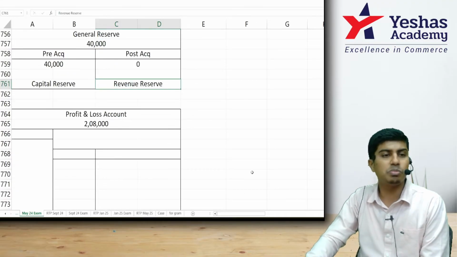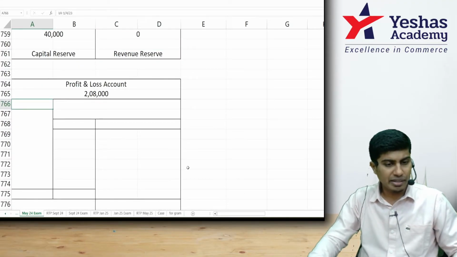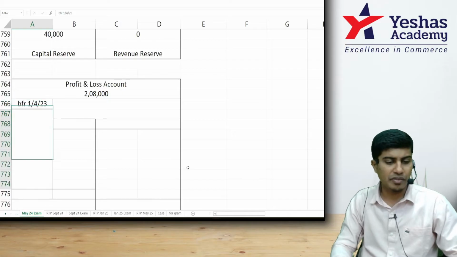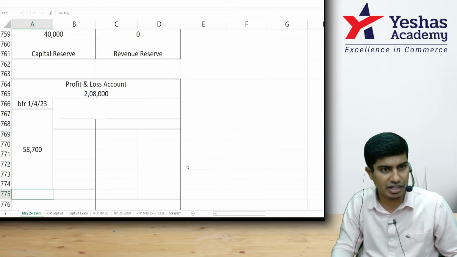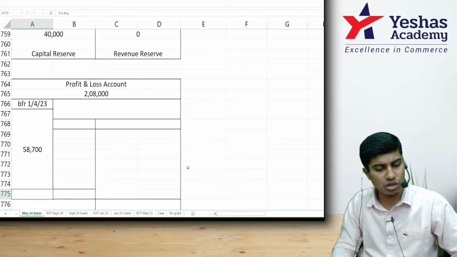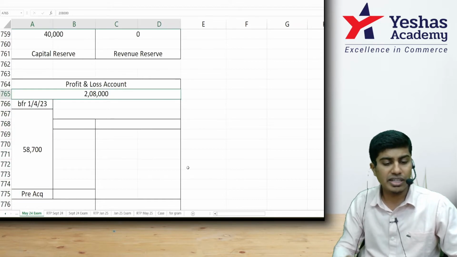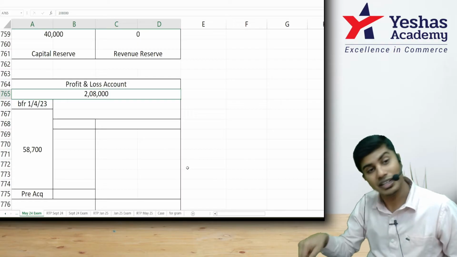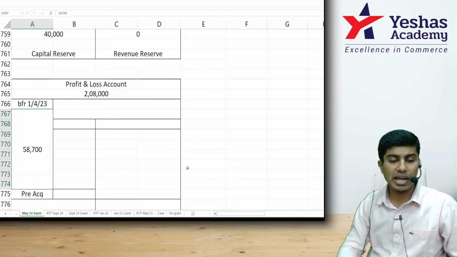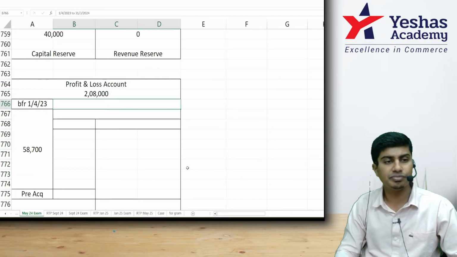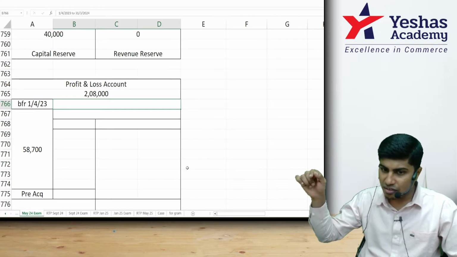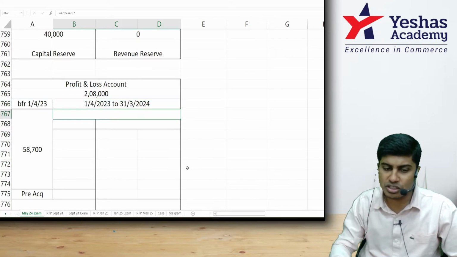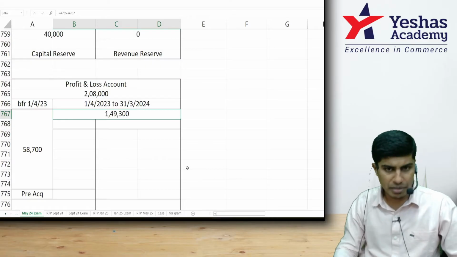But that's not the case with P&L. P&L is 2,08,000. Before 1st of April 2023, it is 58,700. That's what is given in the question. This will be pre. Now I cannot say 2,08,000 minus 58,700 is post. It is current year profit. How much is 2,08,000 minus 58,700? That is the profit earned from 1st of April to 31st of March. This is not completely pre.